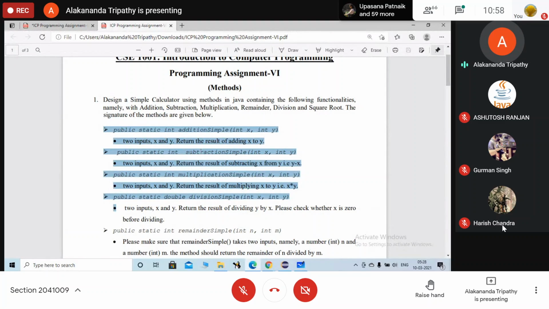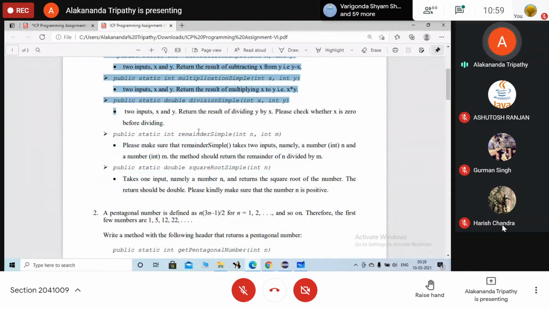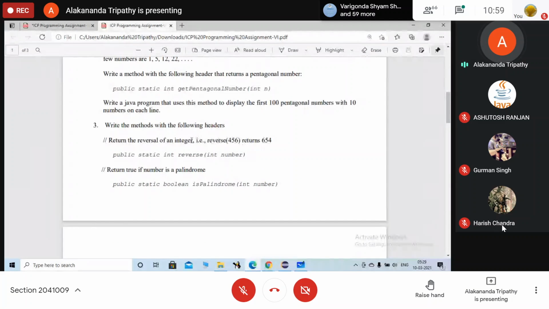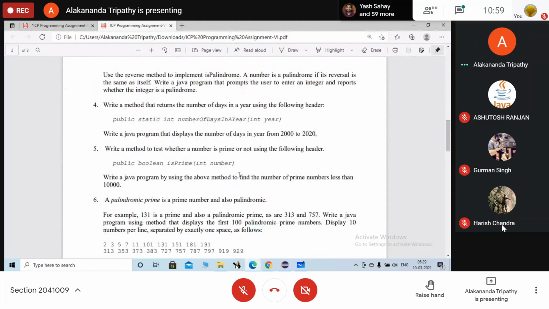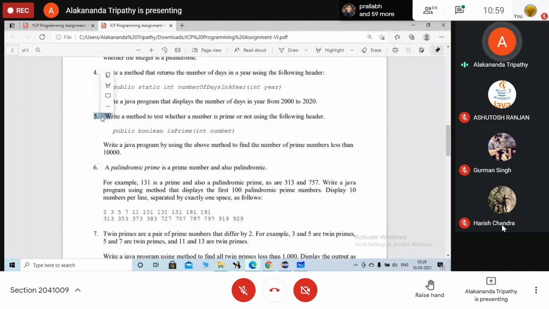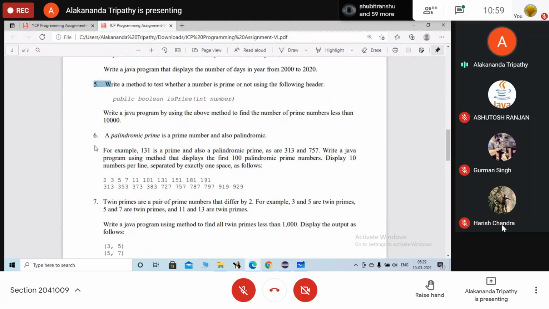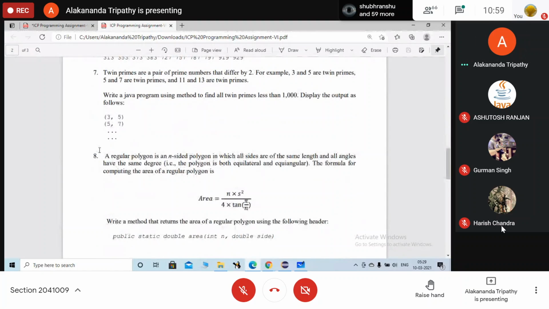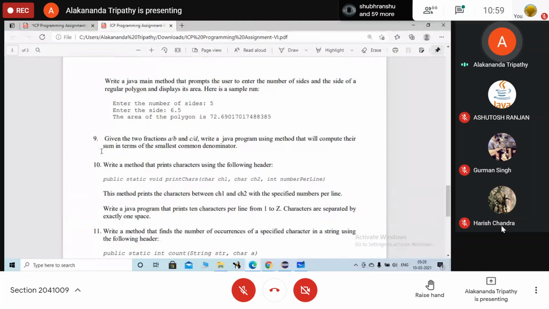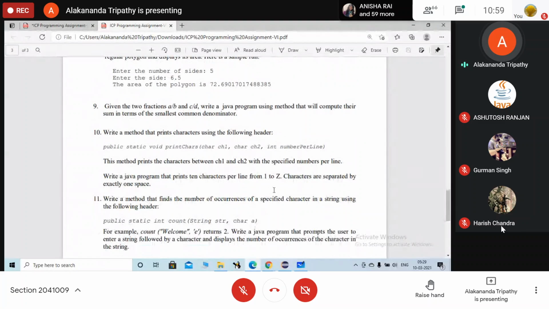Addition simple, subtraction simple, multiplication simple, division simple, and this one remainder simple. Go ahead and make it. Then we will discuss question number 3, question number 4. Then this one is prime number. We will discuss only a few questions and you are going to do the rest. Now this question number 11.